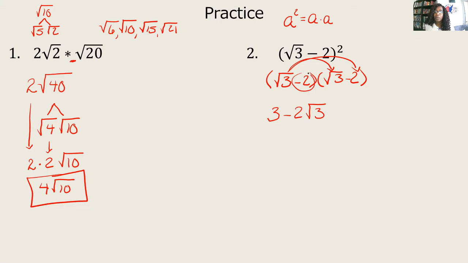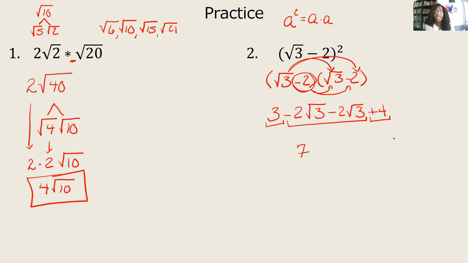Now we're going to multiply this negative 2 to everything in that second parenthesis. So negative 2 times square root of 3 gives me a negative 2 square root of 3. And negative 2 times negative 2 gives me a positive 4. So now let's combine our like terms. We have our 3 plus 4, which gives me 7. And then you've got like terms right here in the dead center.